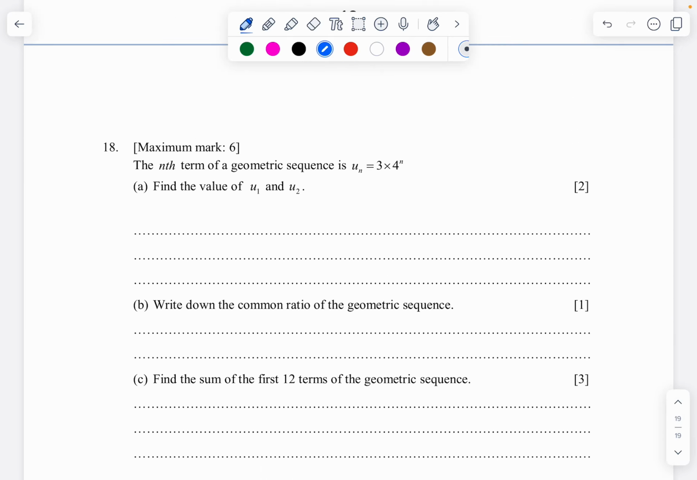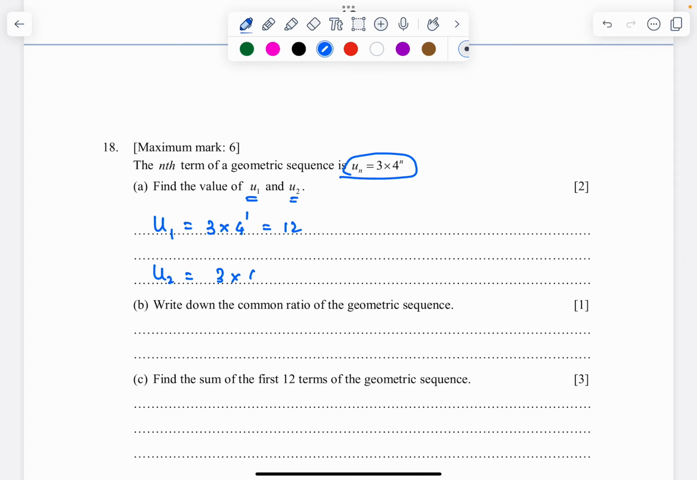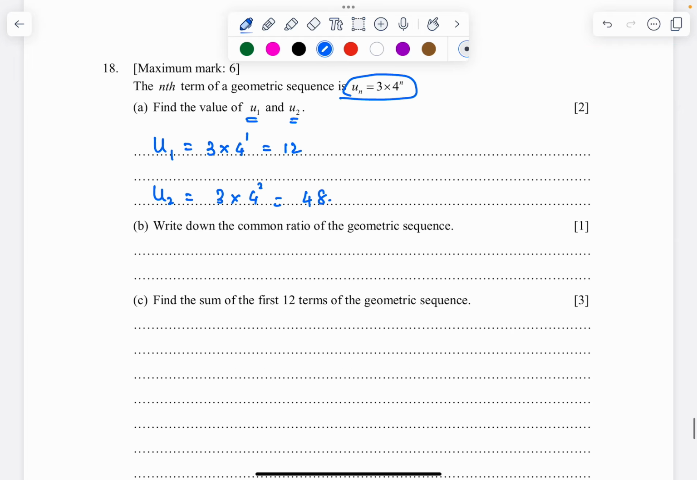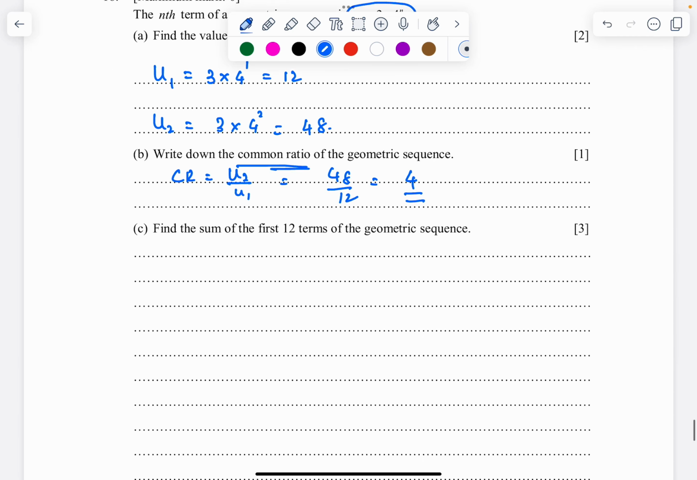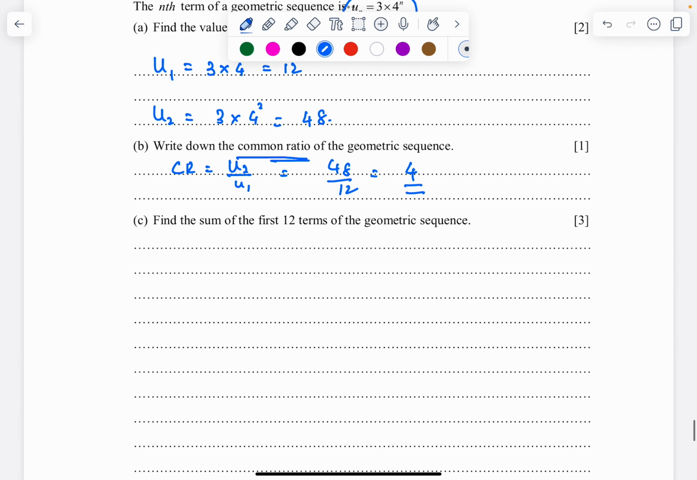Okay. So the nth term of a geometric sequence, this is already given. So first find u1 and u2. So u1 equal to 3 times 4 to the power of 1, which is 12. u2 equal to 3 times 4 to the power of 2, which is 48. Only 2 marks. Write down the common ratio. So how do we find common ratio? u2 over u1, which is 48 over 12, which is 4. Common ratio is 4.